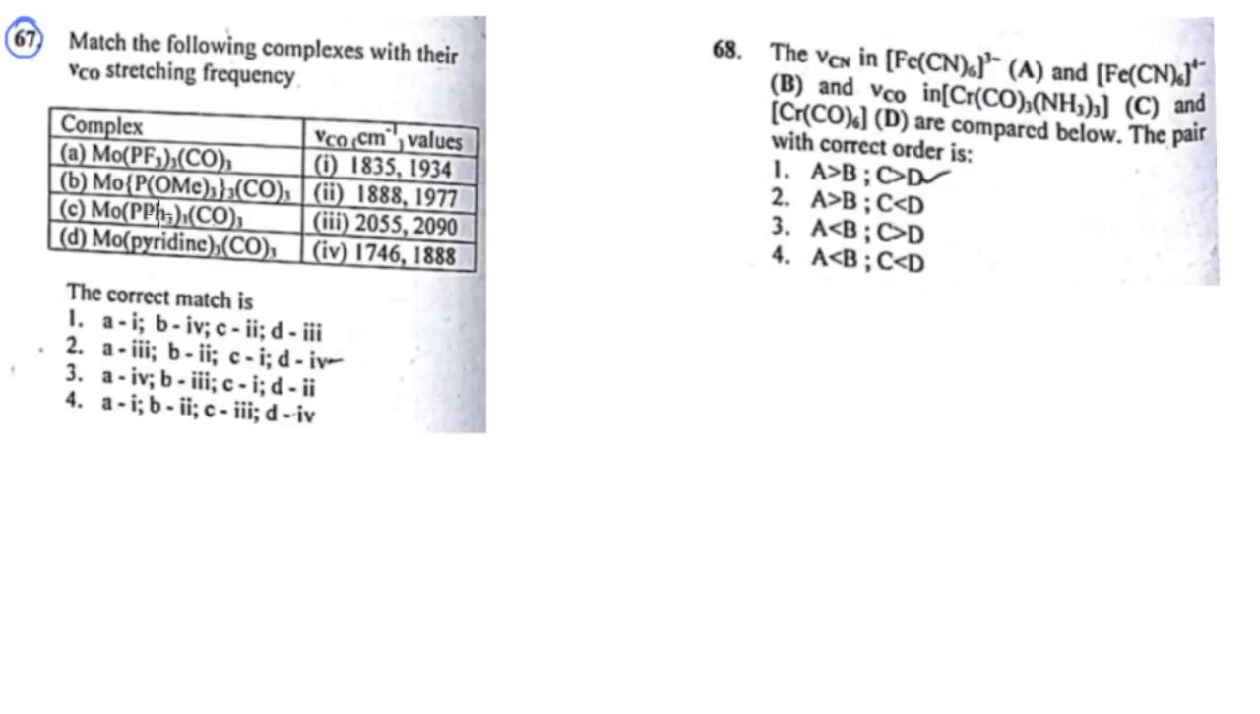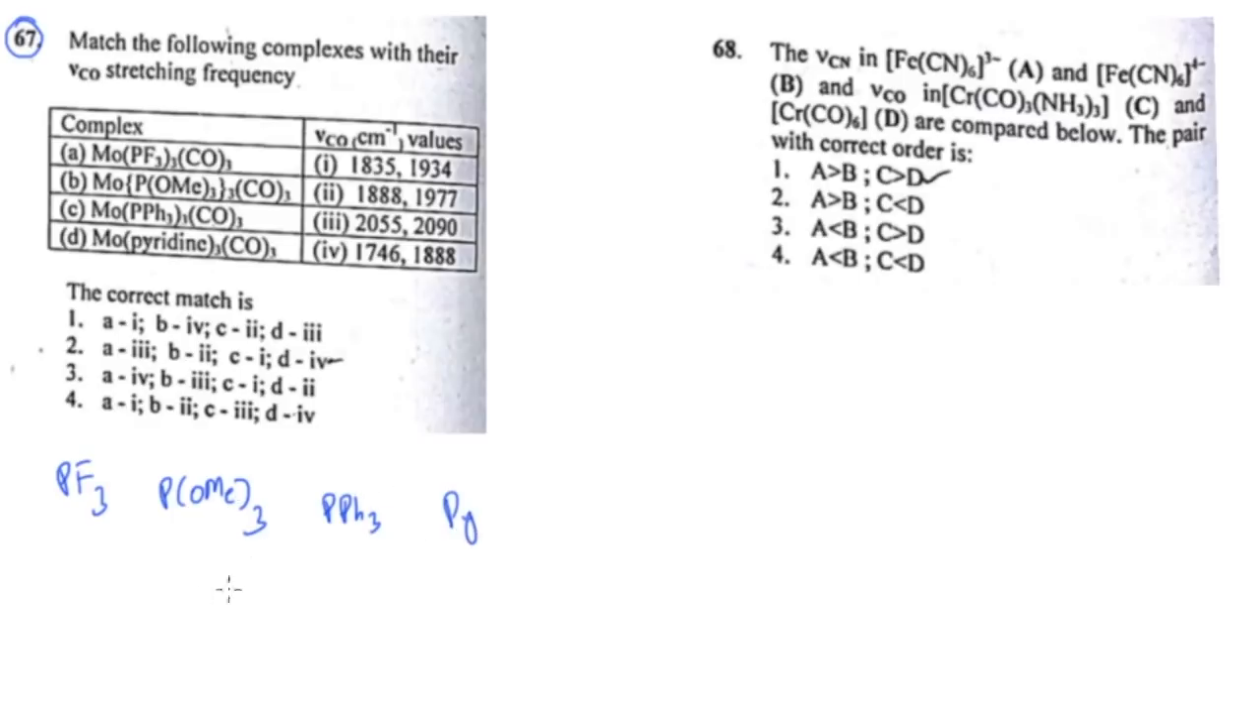Okay, these other ligands are your PF3, then you have POMe3, then you have PPh3, and then you have pyridine. So these are your 4 ligands.